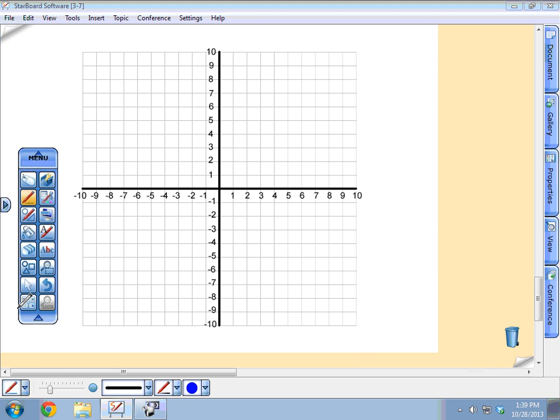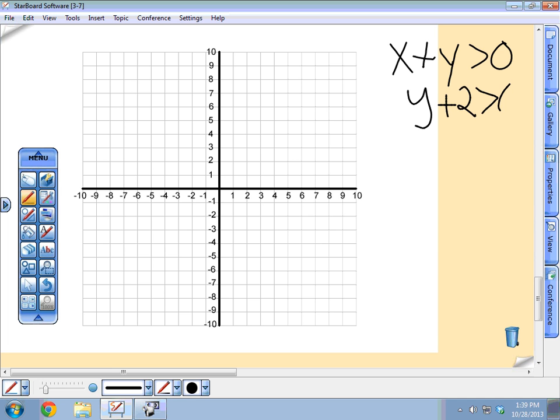Let's do number 20. It gives us a couple of linear inequalities: x plus y is greater than 0, and y plus 2 is greater than 0. So we have a couple of inequalities that we need to graph.